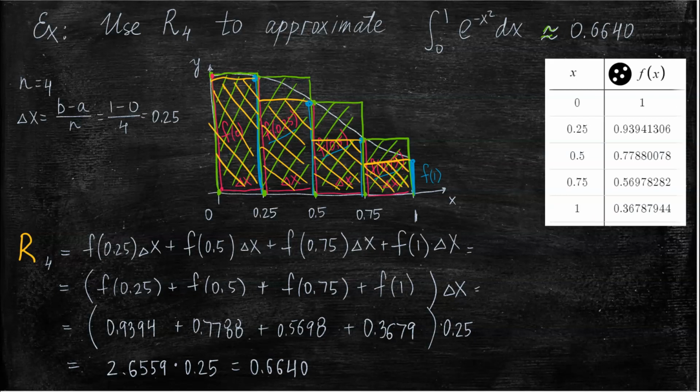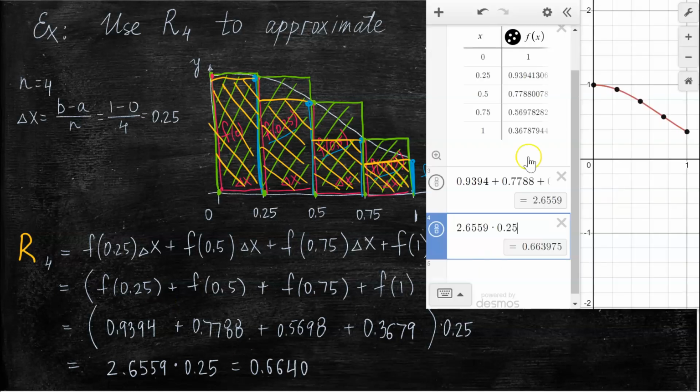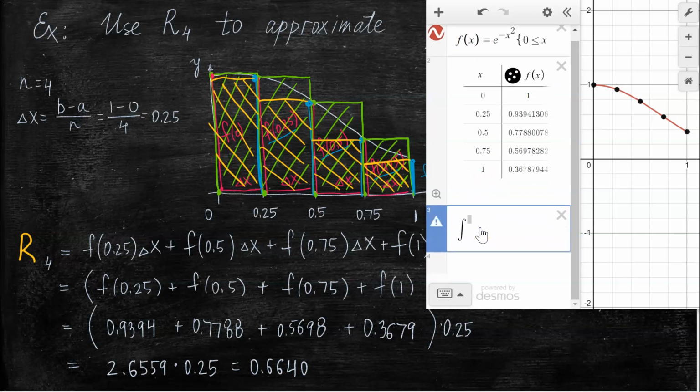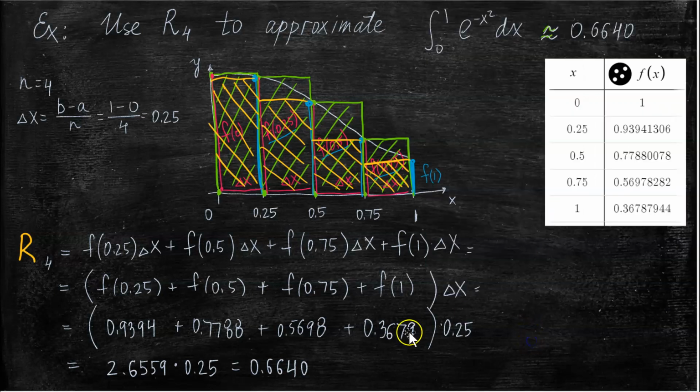And of course, both of these answers cannot be correct, so one of them is more accurate than the other one. But in order for us to see which one is more accurate, I guess we do need to find the actual integral. So what is the actual integral equal to? So let's just find the integral from 0 to 1 of f of x with respect to x, and the actual integral is equal to 0.7468.